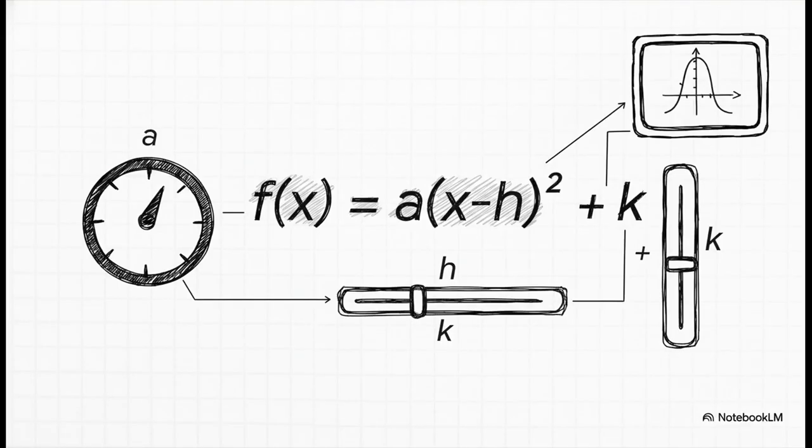This is our control panel. Each of these letters, a, h, and k, is like a knob or a slider that we can play with. And by tweaking them, we can move, flip, and stretch that basic parabola and put it exactly where we need it to be. So let's see what each of these dials actually does.